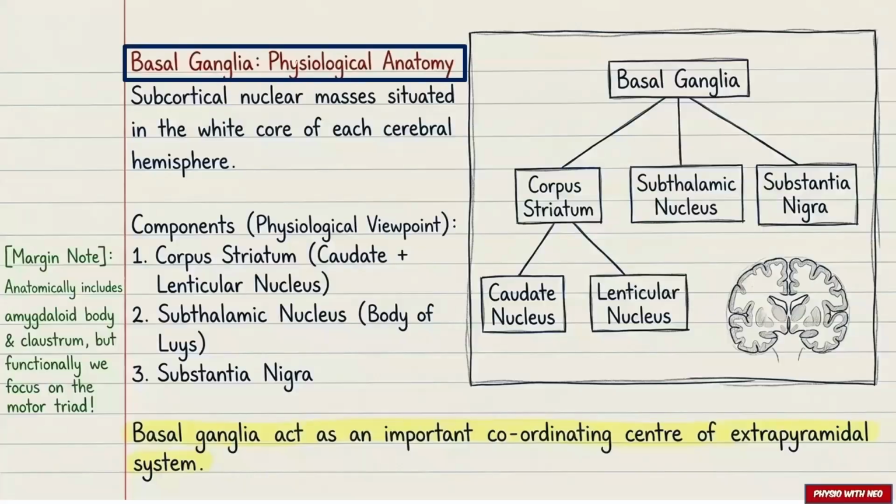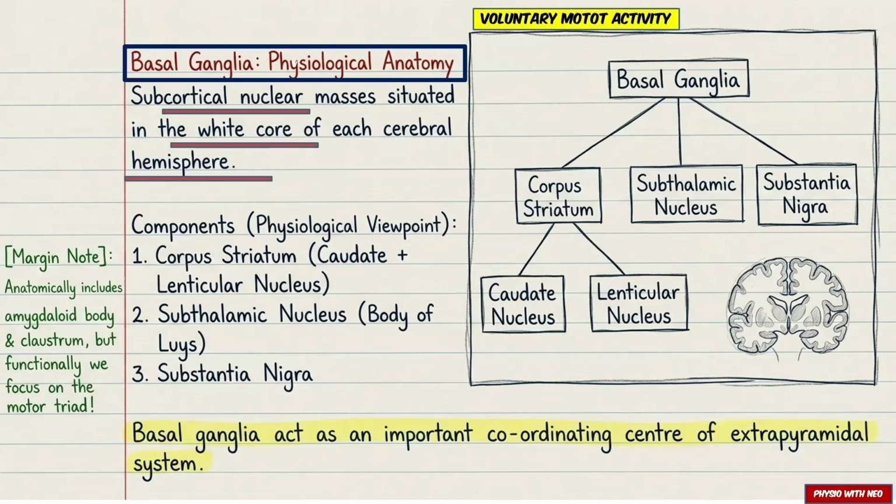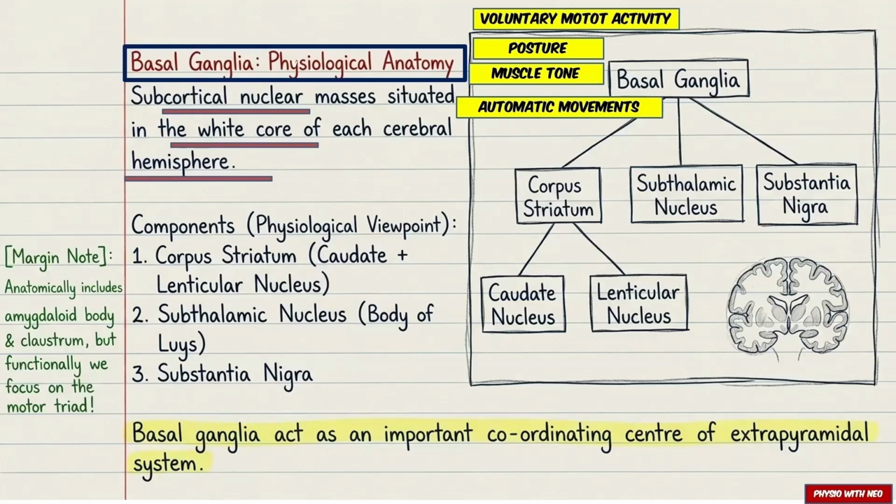In a university examination, always begin with a proper definition. Never directly start writing functions. A good definition creates an excellent first impression. You can write: basal ganglia are subcortical nuclear masses situated in the white core of each cerebral hemisphere. It regulates mainly voluntary motor activity, posture, muscle tone, and automatic movements.